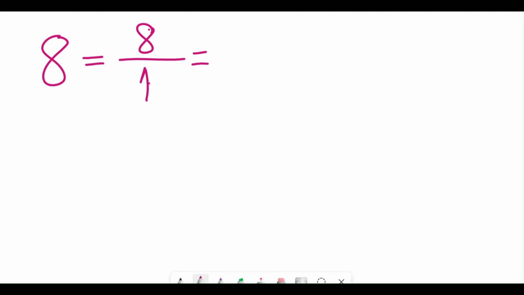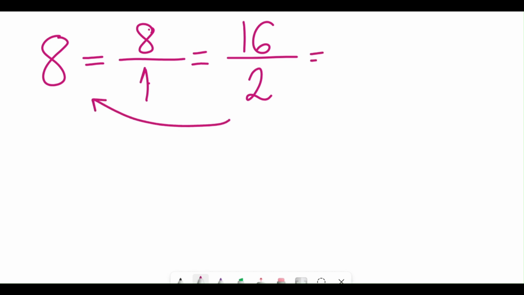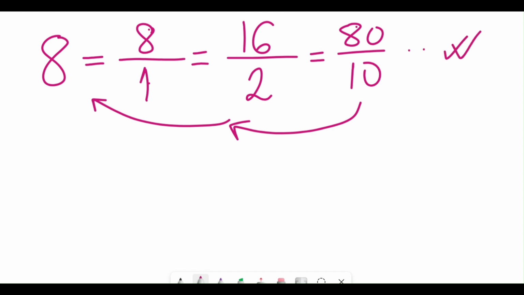8. Oh, what else? What if we say 16 over 2? Because 16 divided by 2 is also equal to 8. Oh, but what if we try, for example, let's say 80 over 10? Oh, 80 over 10 is also 8. So then this is how we write any number as a fraction.